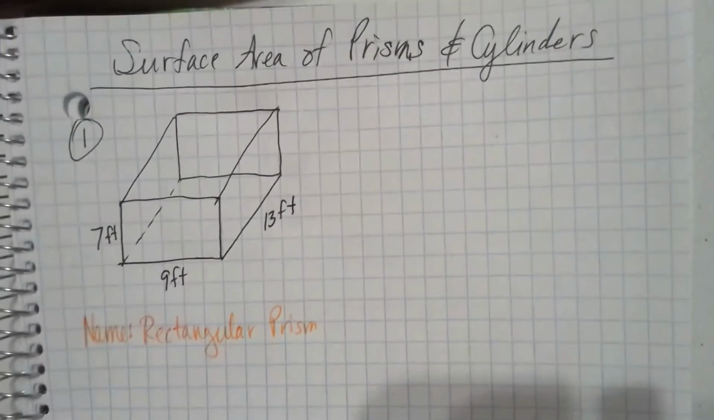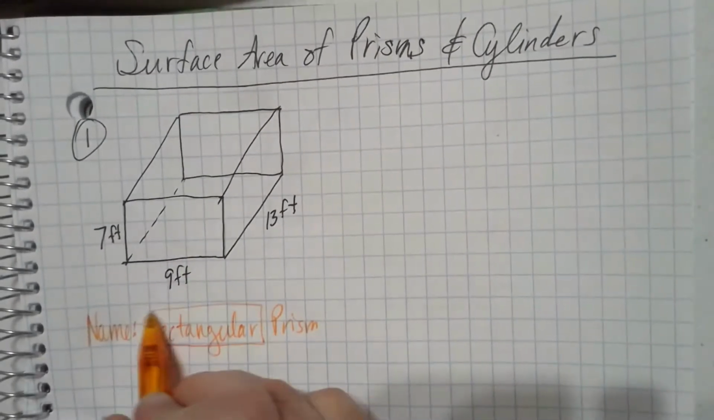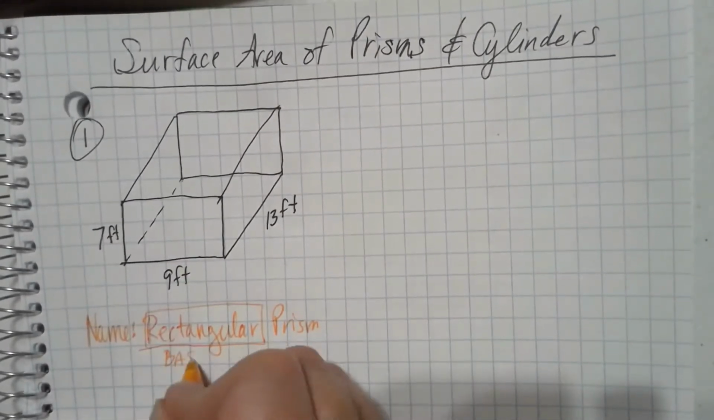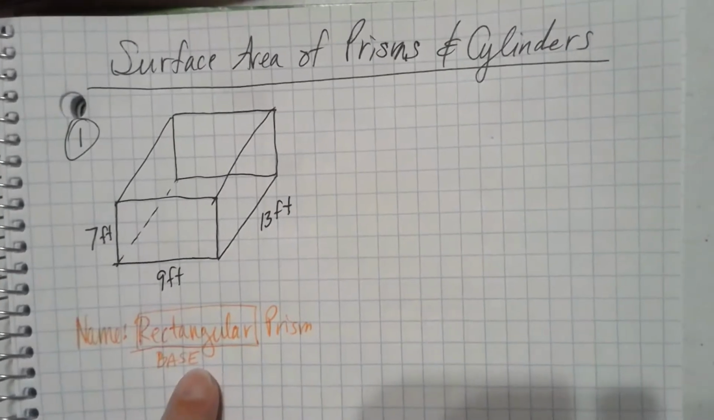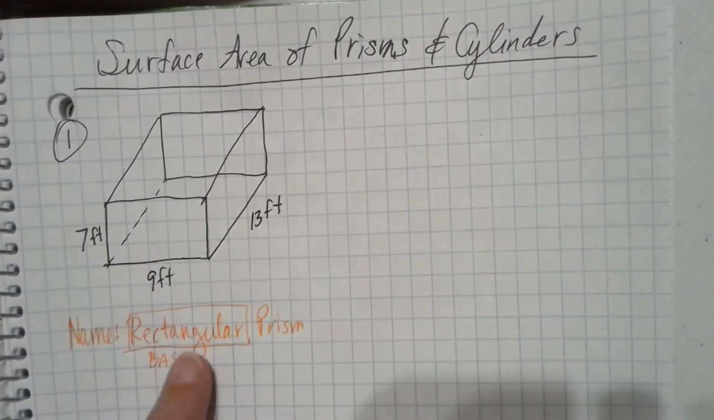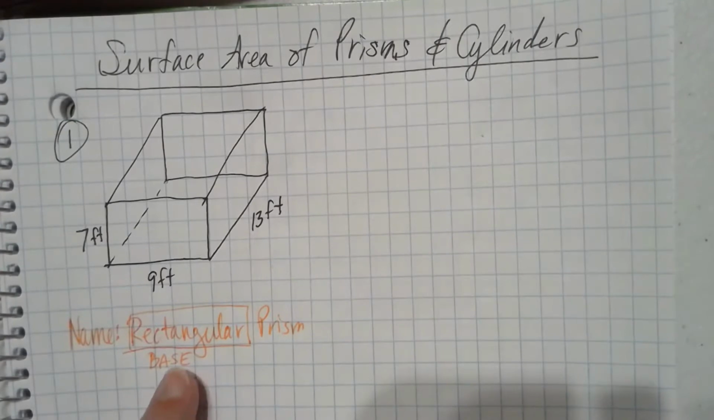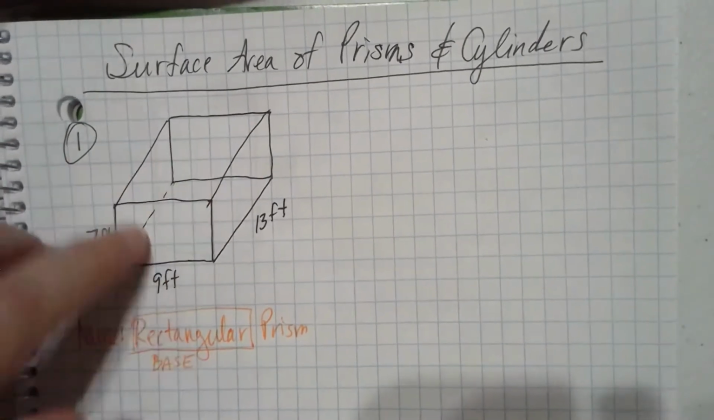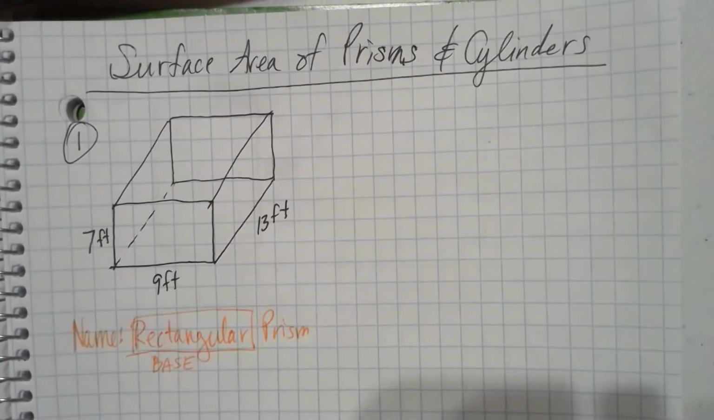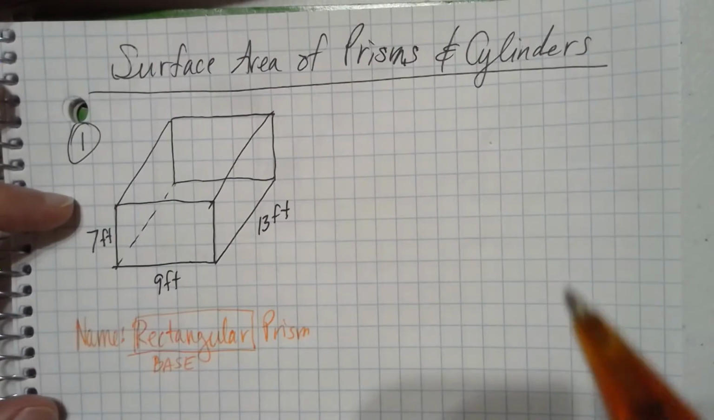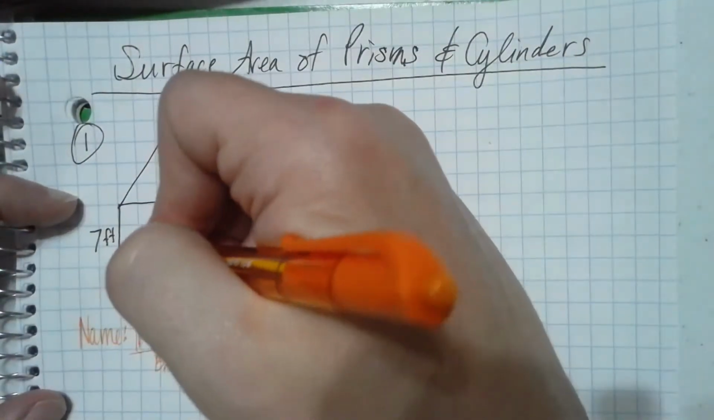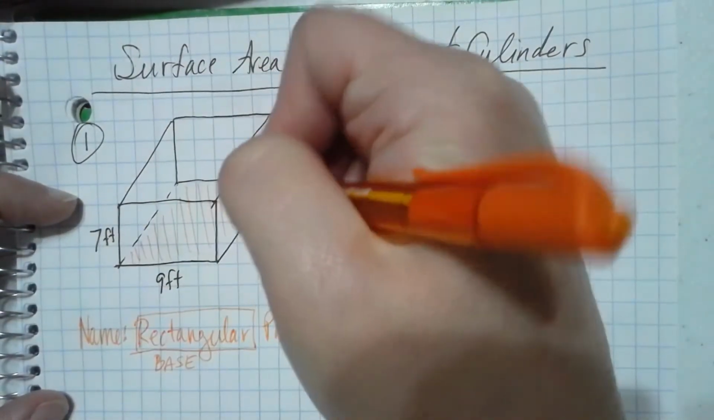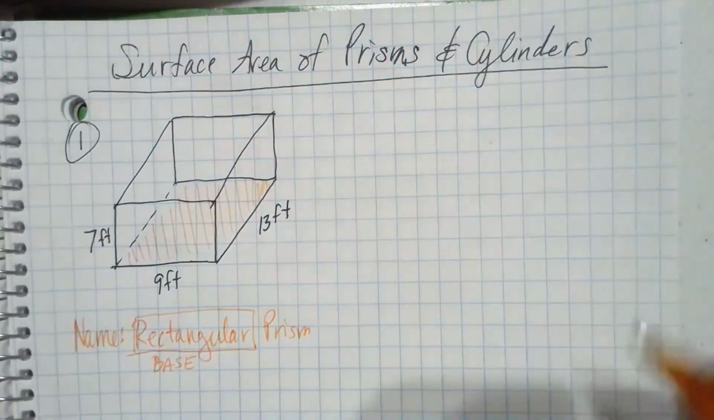This word right here is going to be our base. Whatever name we give for the prism tells us what the base is. So the base is going to be a rectangle. We're going to pick a rectangle from this picture, and there are a whole bunch I can pick from. Let's use this one down here on the bottom. I'm going to shade in this piece as the base.